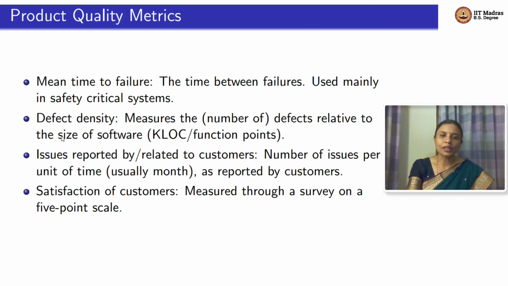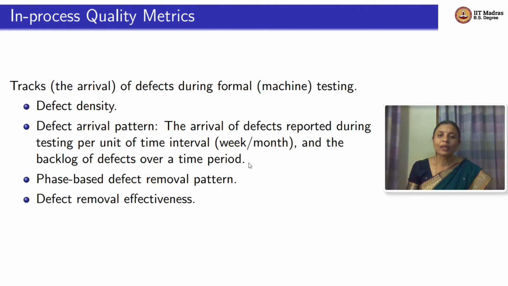Here we saw issues reported by customers, which is the number of defects they report, but you could say the same thing: the number of defects found per unit of time. It could be as granular as per week, per month, per quarter, and the collected defects which weren't fixed, defects found but not fixed, also add to the arrival pattern. If the arrival pattern gets denser, then the software is deteriorating in its quality.